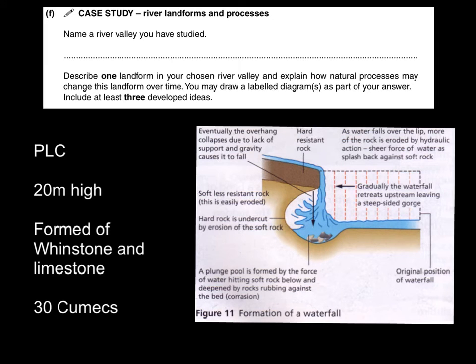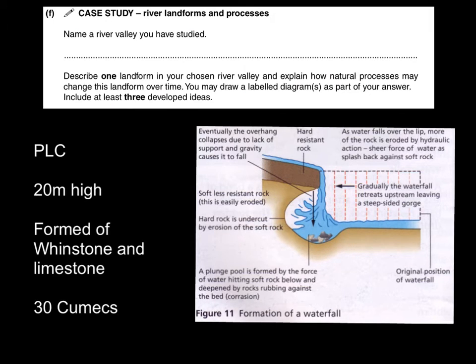Now, the final question in this part of the exam is looking at river landform and process, and it's a 12-mark question. Now, one thing, it says name a river valley you've studied. Now, you've really got to know this is the River Tees, T-E-E-S. It then goes on to say, describe one landform and explain how natural processes may change this landform over time. You can draw a labelled diagram. It should include some freely developed ideas.